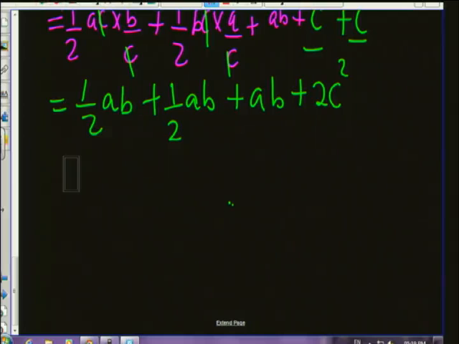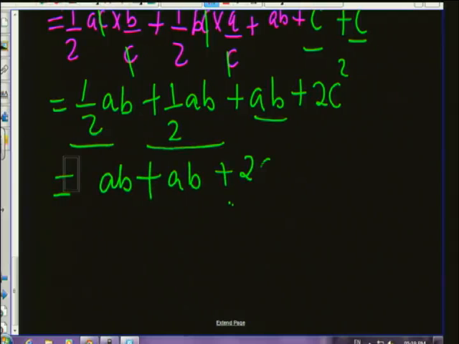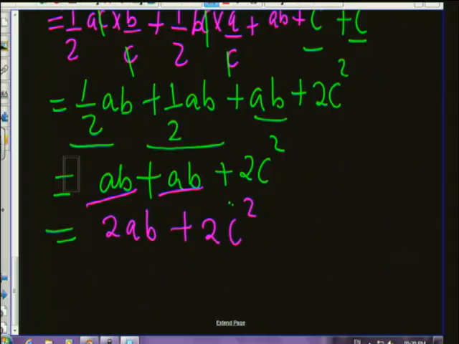Now, half AB plus half AB, we get AB, plus that AB plus the 2C squared. Now these two are like terms: the 1AB plus the 1AB, we get 2AB plus the 2C squared. Now, as we've been saying, we've got an operation sign between the terms, which is a plus, so I can take out the common factor of 2, bracket AB plus C squared.